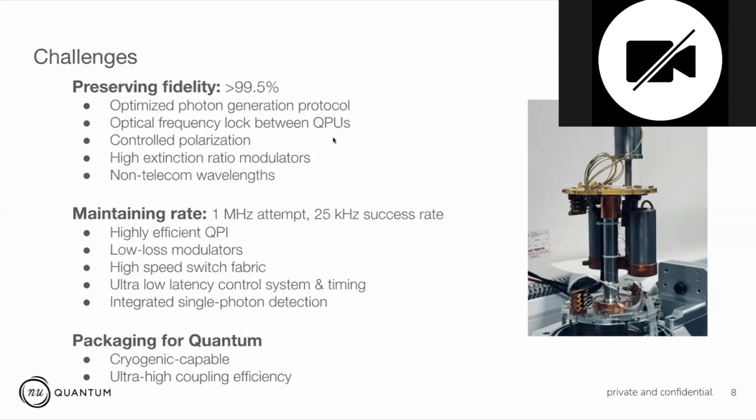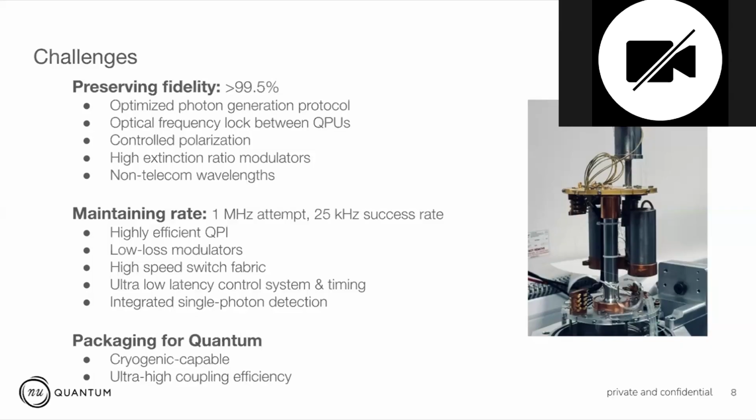The second challenge is maintaining a high rate to ensure that decoherence does not limit the performance of the computing system. Again, we can look to quantum error correction theory to tell us how fast we need to be, and the answer is that a success rate around 25 kilohertz should exceed requirements. We also want to overshoot that by as much as we can, so we're targeting a 1 megahertz attempt rate.